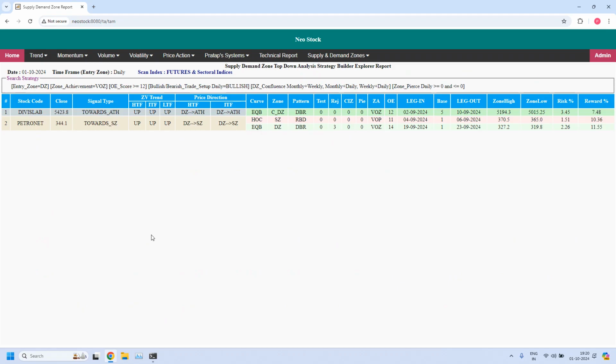Both these stocks are having LTF, ITF, HTF confluence. And also the trend is uptrend. If any of these zones are having a monthly EMA confluence, it is a high probability, because daily zone is part of weekly, daily and weekly together again part of the monthly, and monthly trend is up for both stocks. So if EMA confluence is there, monthly EMA confluence, that zone is a high probability setup.